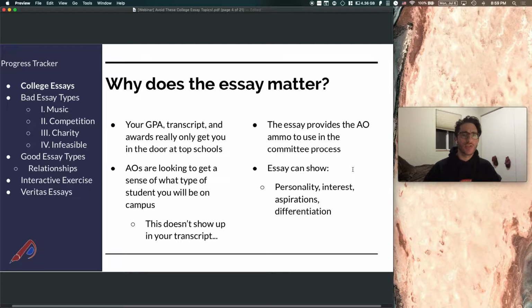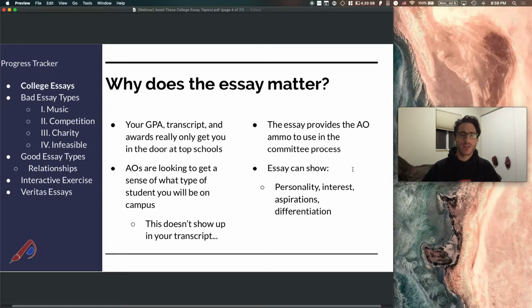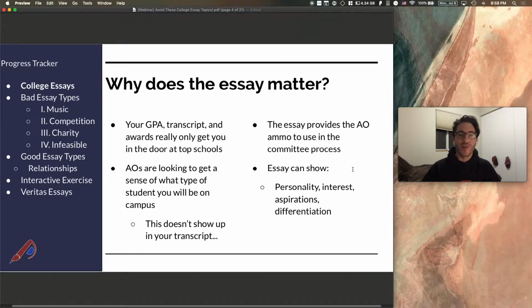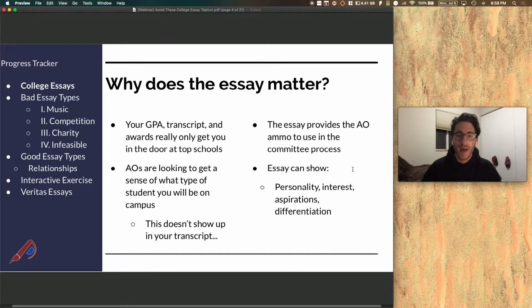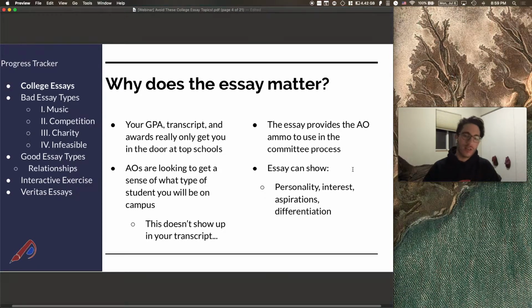Academic achievements serve to show that a student will be able to handle the school's rigor, and extracurriculars can start to paint a picture of a student's interest and drive. However, the essay gives an admissions officer a sense of what type of student you will be once you arrive to campus by giving insight to your personality, background, aspirations, and other challenges.